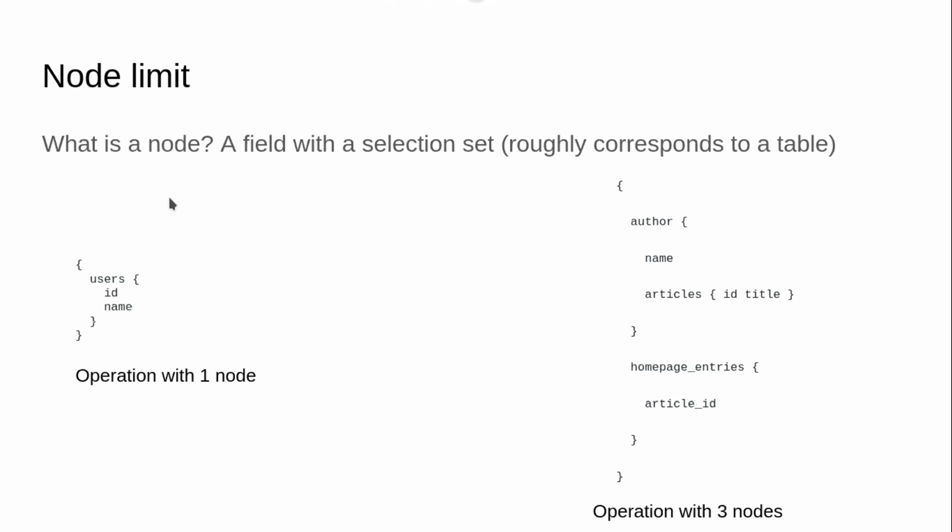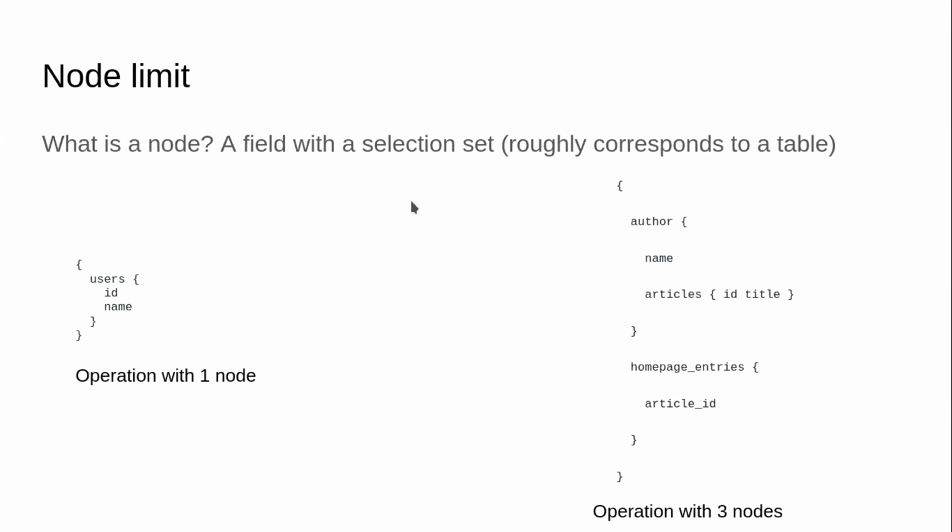And what is a node? A node is basically an object field which has a selection set. As an example, if you have a users table, then you can probably query ID and name. So there is one node in this query, right? Similarly, on the right side here, you can see that it's slightly more complicated. But in short, this, and this are object fields with selection sets. So this operation has 3 nodes.